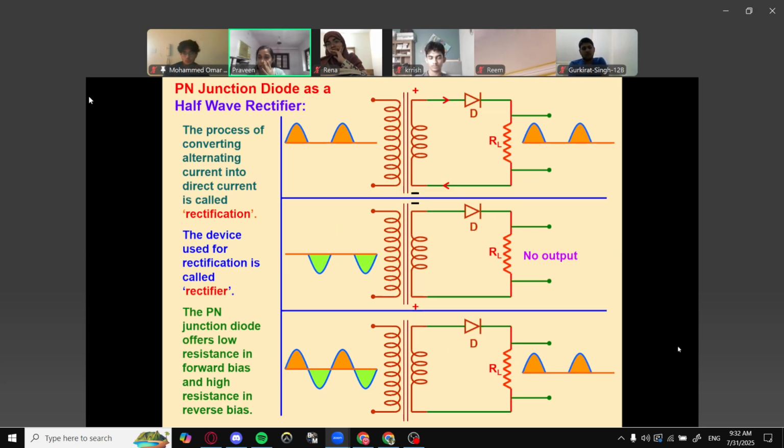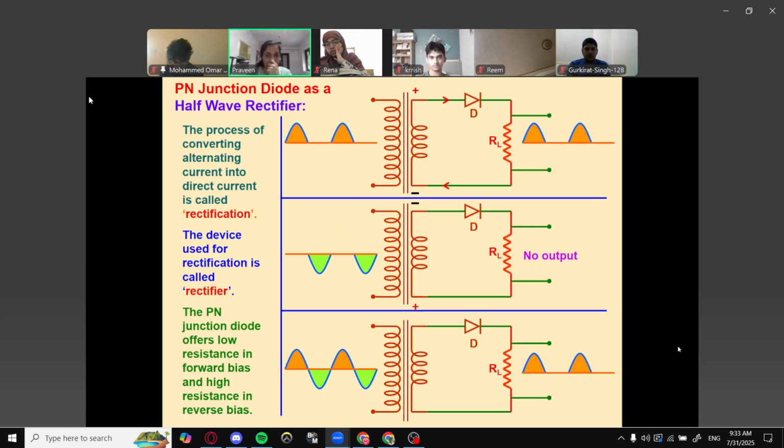Now, immediately after that, the negative cycle will come. When the negative cycle comes, it will be connected to the positive part of the diode. So a negative to positive connection means it is reverse bias. So the diode will not be conducting. During positive cycles the diode conducts because it is forward bias. But when the negative cycles are connected to the diode, it will not be working and you won't get an output. So the output will only have the positive cycles.